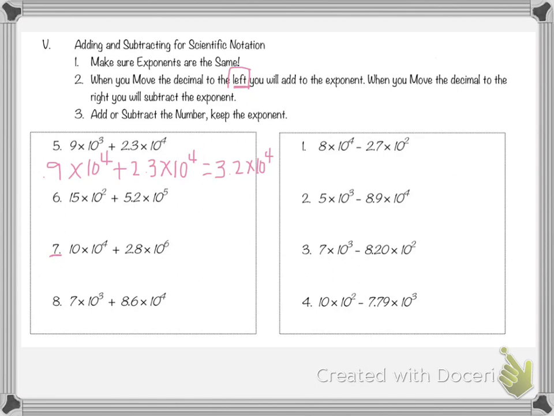So we've got 10 times 10 to the fourth plus 2.8 times 10 to the sixth. Okay. So here we want to be able to compare these two values. So to compare these two values, we could change that 10 to some type of scientific notation where my exponent now is going to be a 6. So I want to make this a 10 to the 6th power. So to do that, that means I'm going to have to add to the exponent. So move the decimal 2 places to the left.